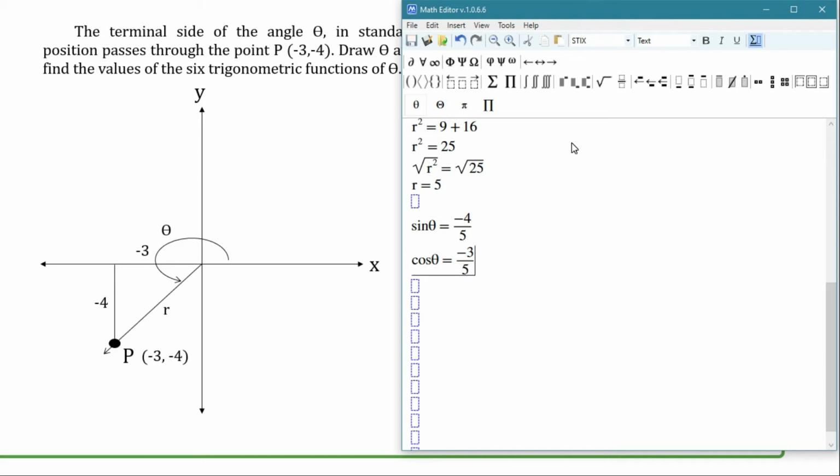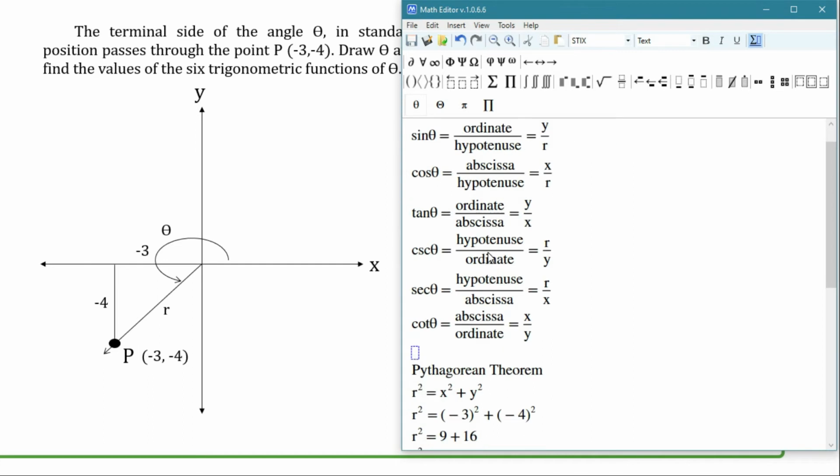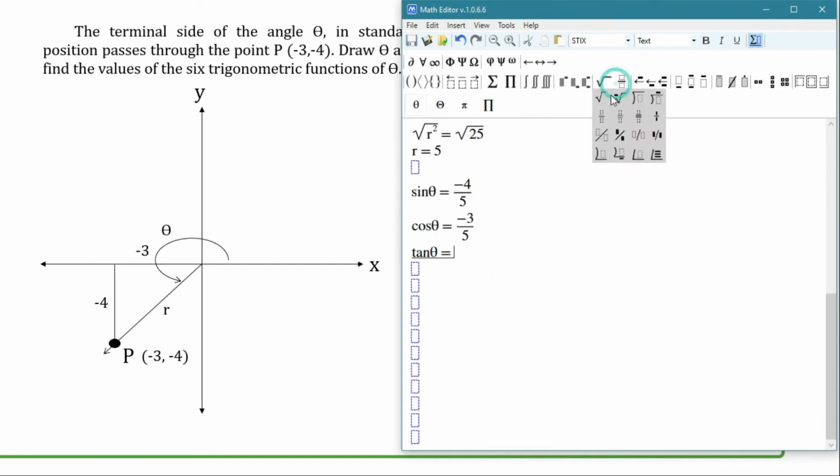Okay? Next, let us go down with our third function, and that is the tangent function. The tangent function would be, sulad ng sinabi natin dito, we have defined tangent theta as ordinate over abscissa. And our ordinate is actually what? Actually negative 4 over the abscissa, which is negative 3. But since they are both negative, so as we simplify that one, tangent theta would be equivalent to positive 4 over 3. Okay? Next, I will explain the signs of the functions later after this one.